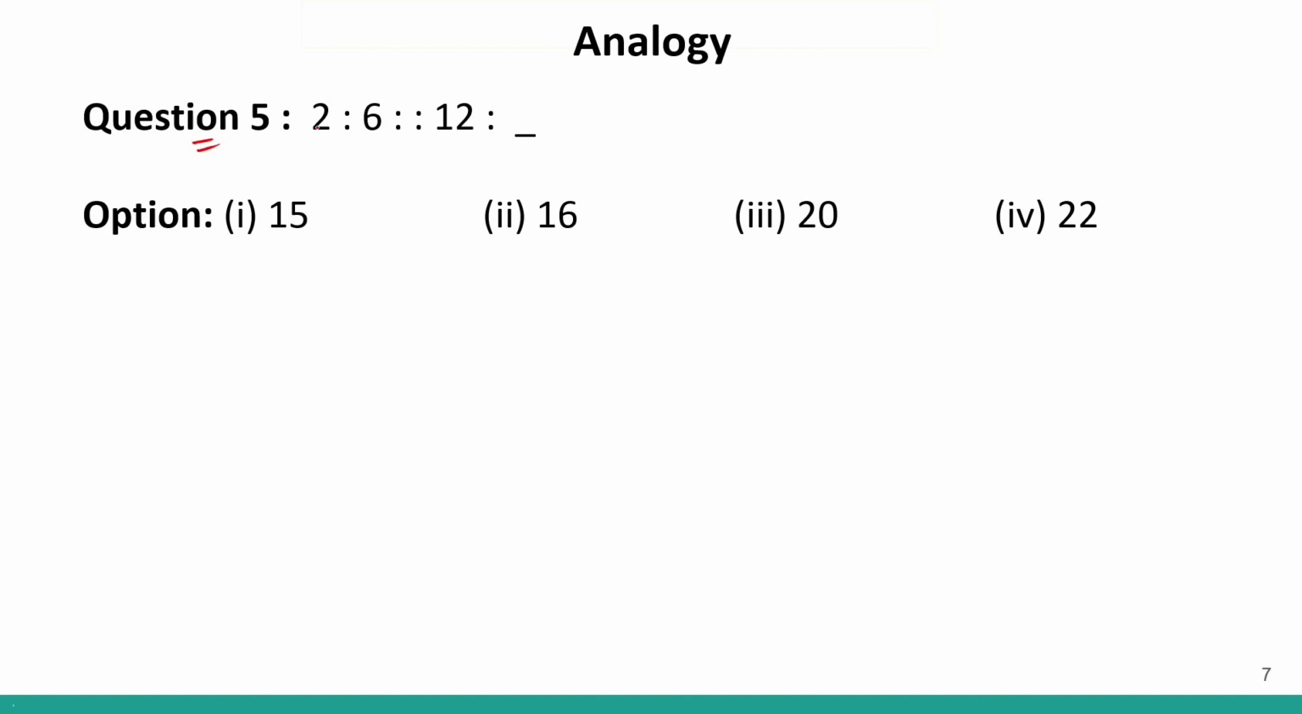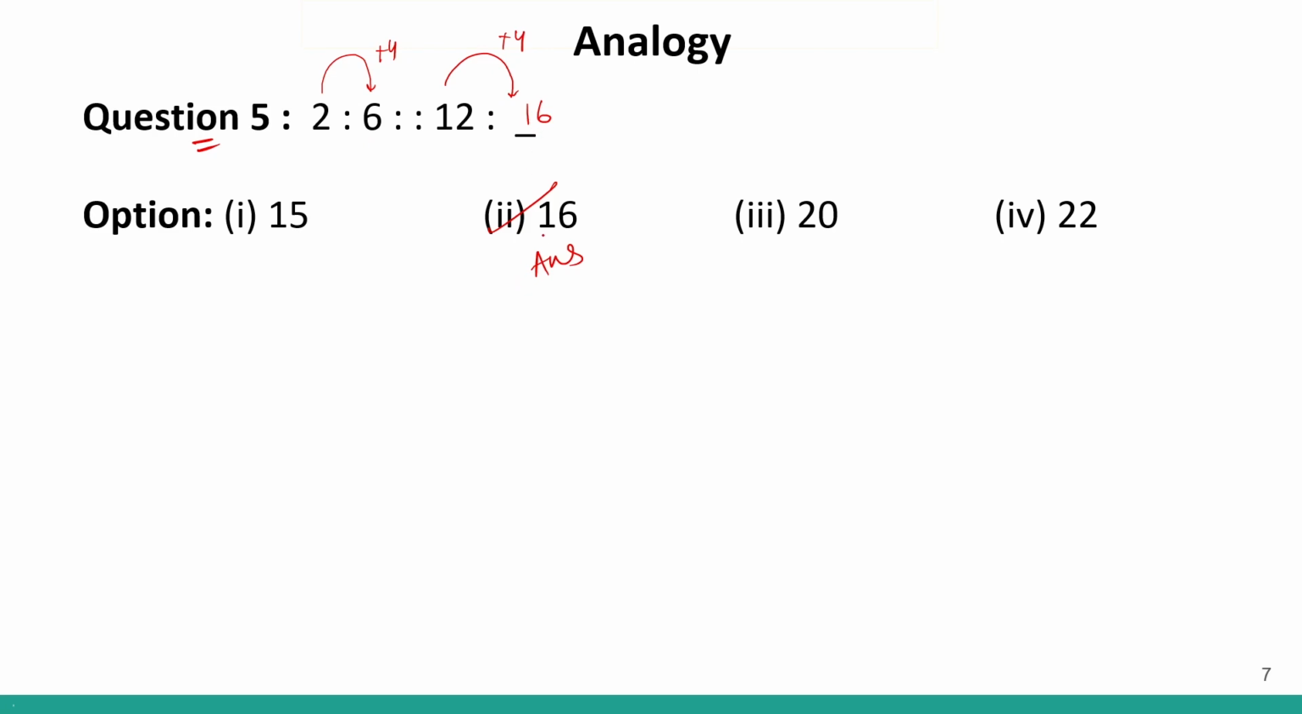Question number 5, we have 2, 6 and 12, and we have to find the missing element. So the first thing I can see, we can do plus 4. So if I do plus 4, I will get 16. Correct? So 16 will be my answer, because if I do plus 4, I get 6, and again if I do plus 4, I will get 16.